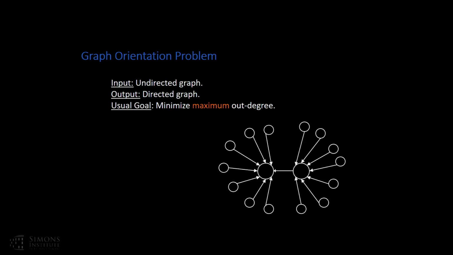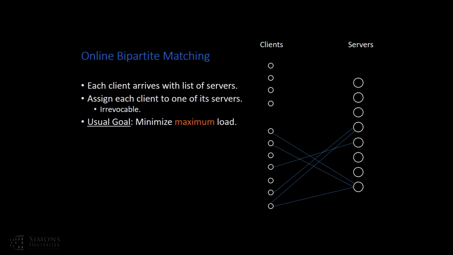So there's not necessarily a relationship between the two, but you can sometimes orient things with a really low out degree, although the degrees are high. This is related to the online bipartite matching problem, which I'll define here in terms that we'll use in this talk. We have this bipartite graph, with some clients on the left side and servers on the right side. Each client arrives online, and each time it arrives with a list of some of the servers.